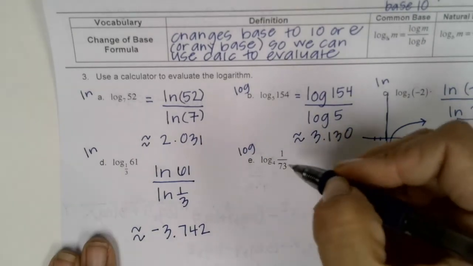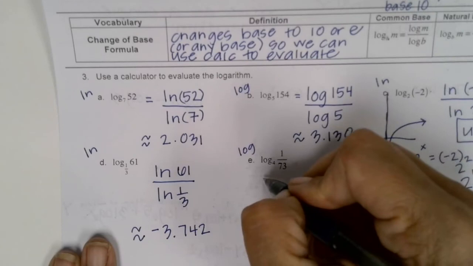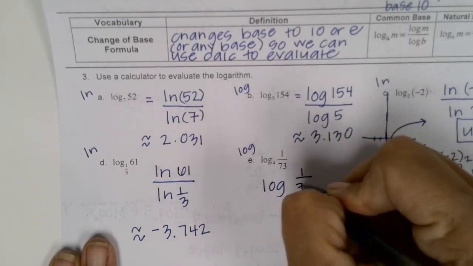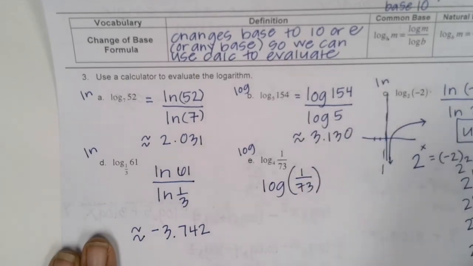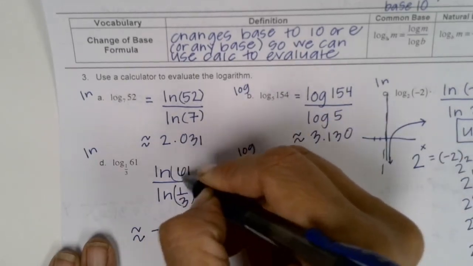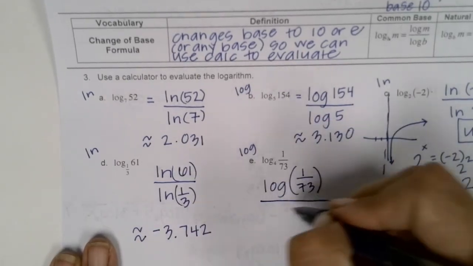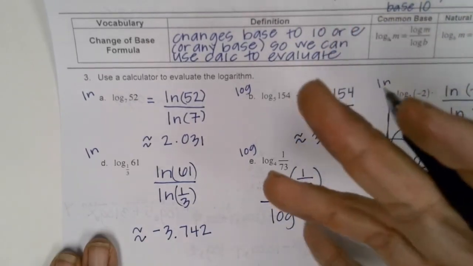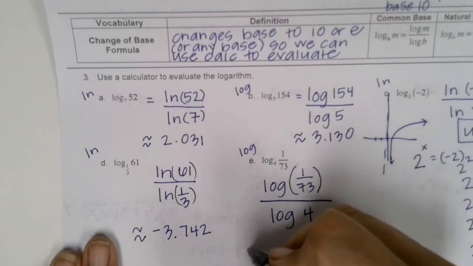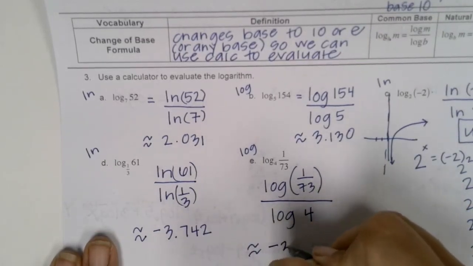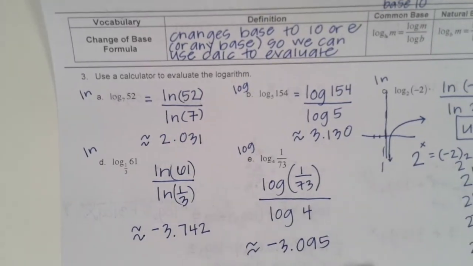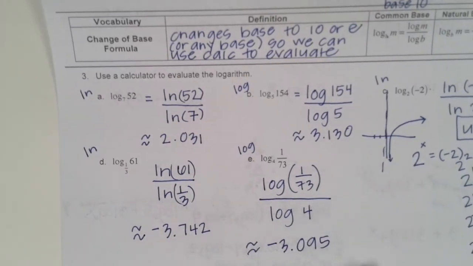And then this last one, it's okay to have the argument be a fraction as well. Log of 1 over 73, so you'll make sure that's all in parentheses in your calculator, just like these guys, all over log of 4. It's pretty straightforward. Log of the argument over log of the base. Plug it into your calculator properly, and we get negative 3.095. And that, my friends, is properties of logarithms.